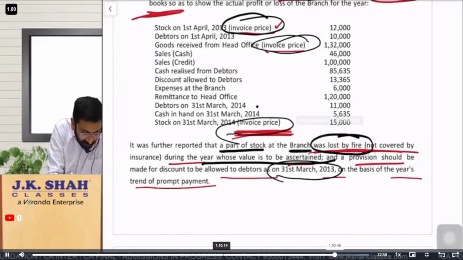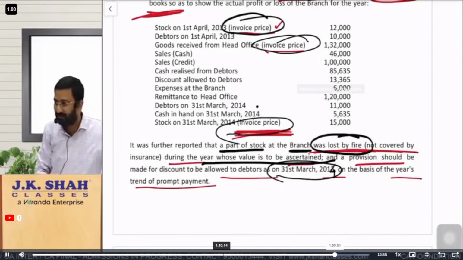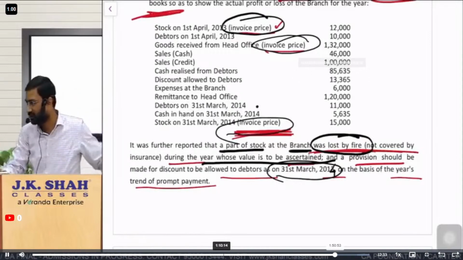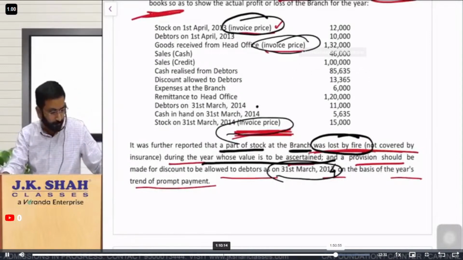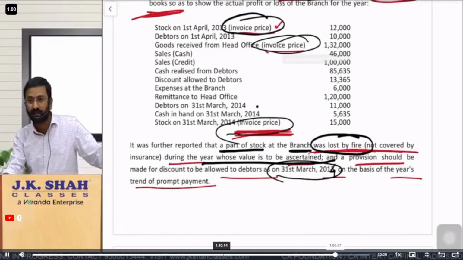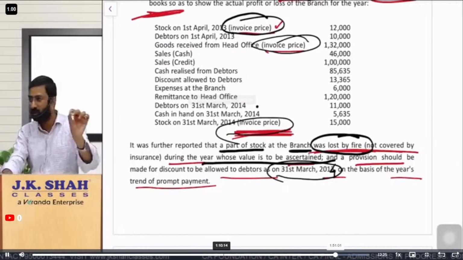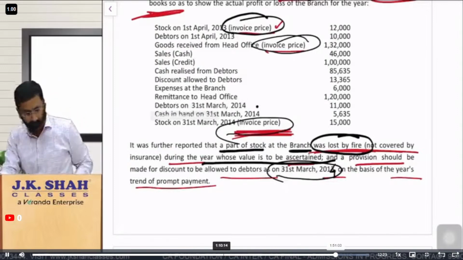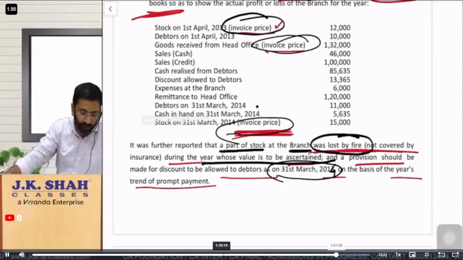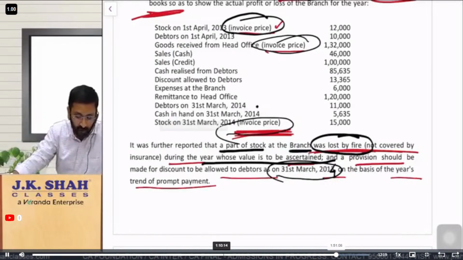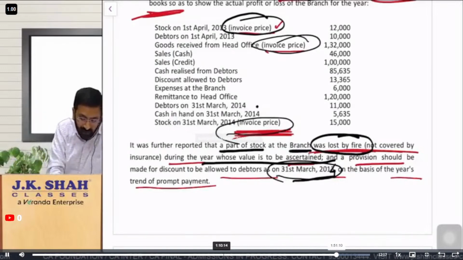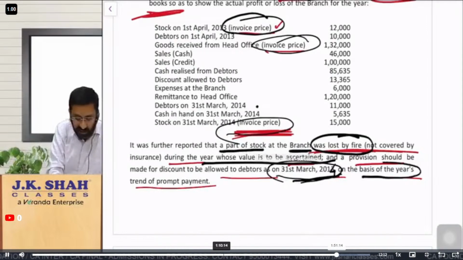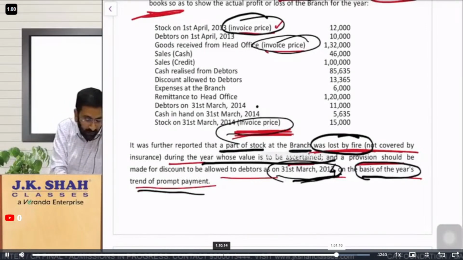Once again, change the question. This should be 14, guys. Provision should be created on your closing debtors. Please change the question, it should be 14. Provision should be created on which debtors? Closing debtors. They say provision should be made for discount to be allowed to debtors as on 31st March 14 on the basis of the year's trend of prompt payment.